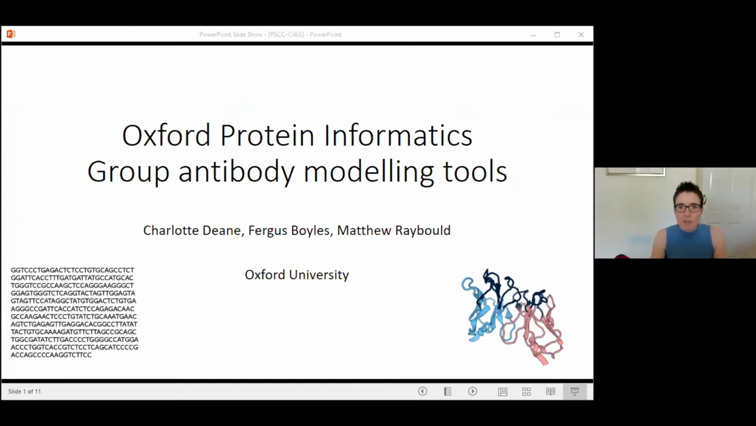So good afternoon, everyone, and let me introduce myself to start with. My name's Charlotte Dean, and I head up the Oxford Protein Informatics Group. And with me today, who will actually be doing all the heavy lifting, are Fergus and Matt, who are both members of my group and have been for a very long time now. So they probably know more about anything I'm going to talk about than I do.